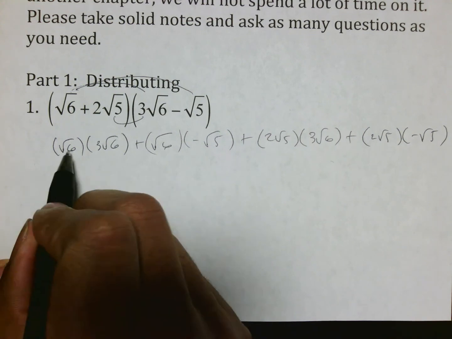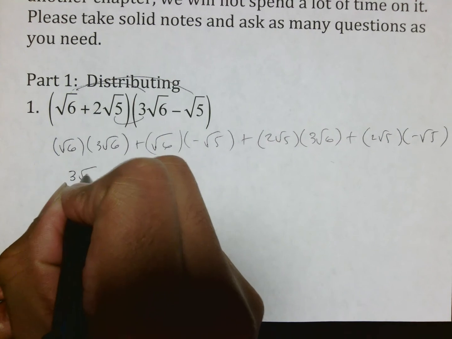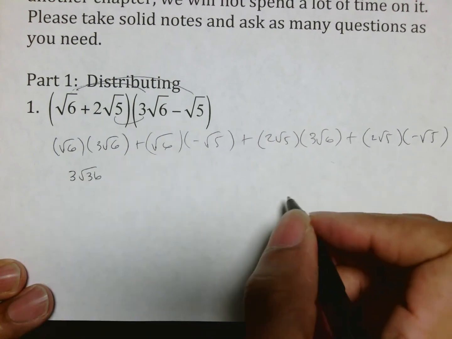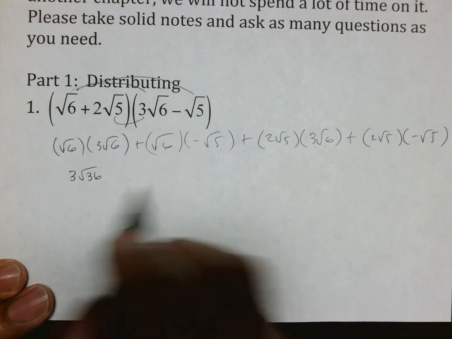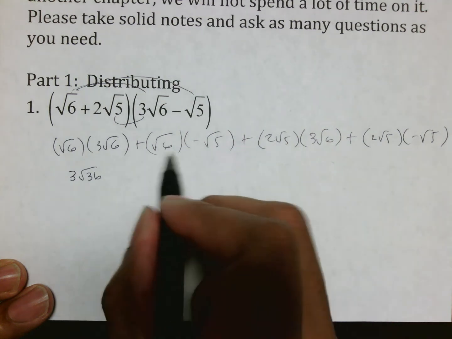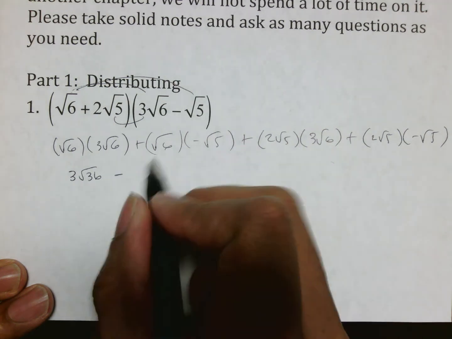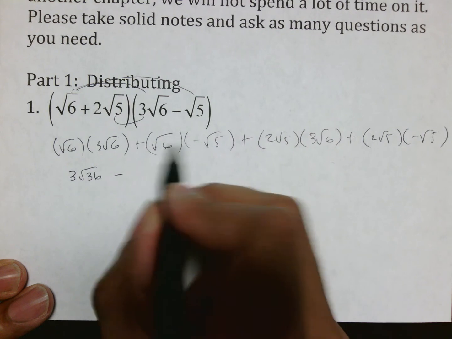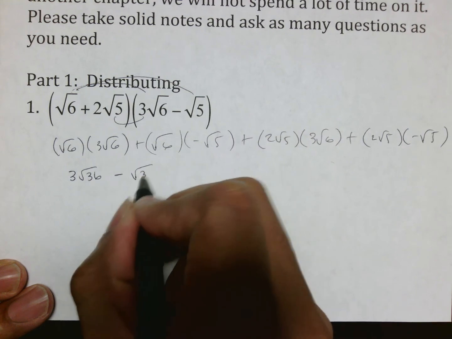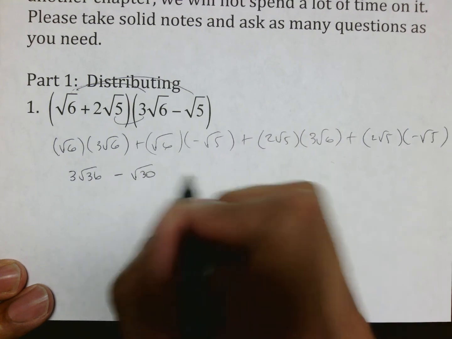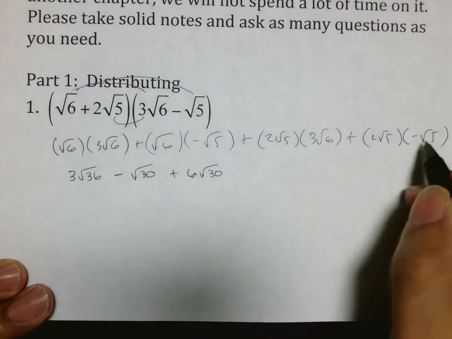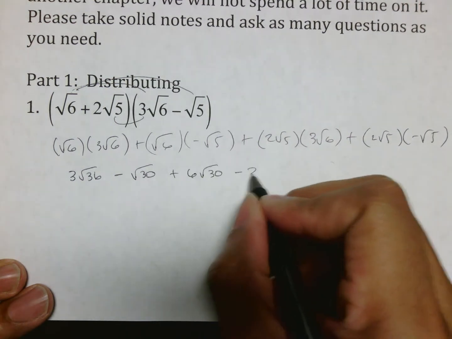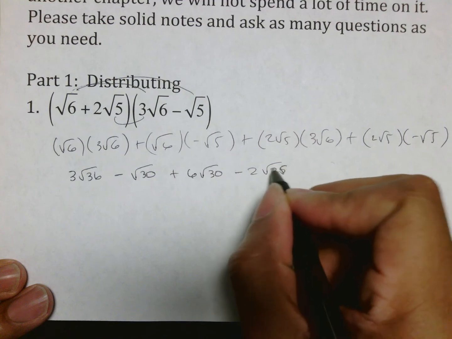But again, same thing happens: outside times outside, inside times inside, 3 root 36. Again, I'm not going to spend a lot of time on that because that was in the last lesson. You should at least have a decent idea on that. Then you have a positive times a negative. Again, make sure you watch out for that. That is a negative and a positive. Root 30. This gives us a positive 6 root 30. And then this gives us a negative 2 root 25.